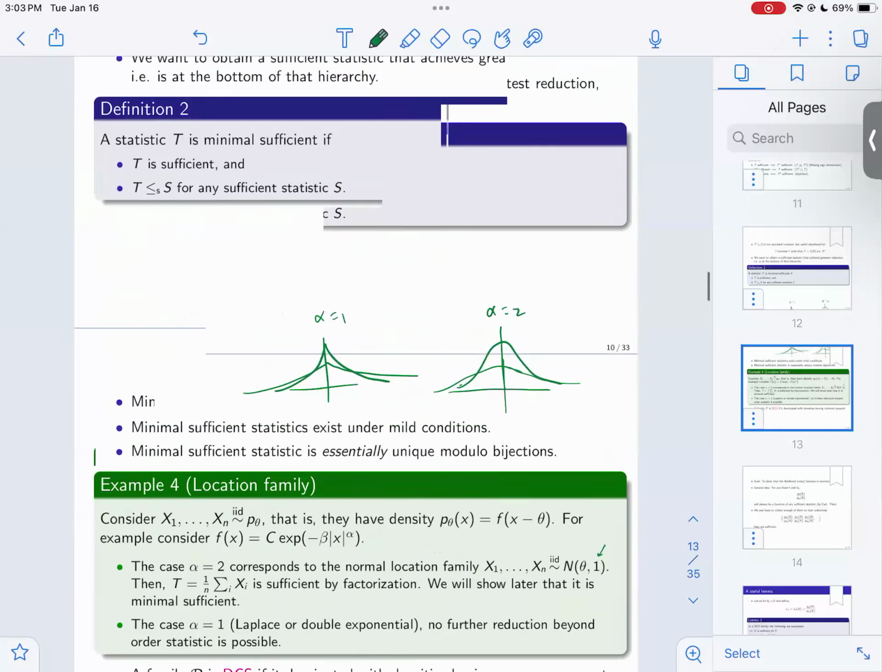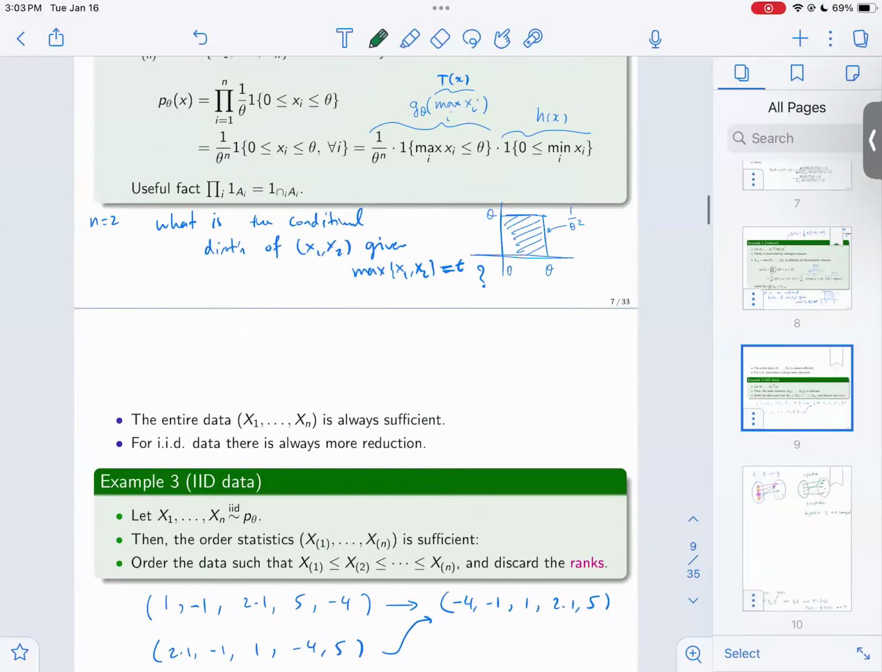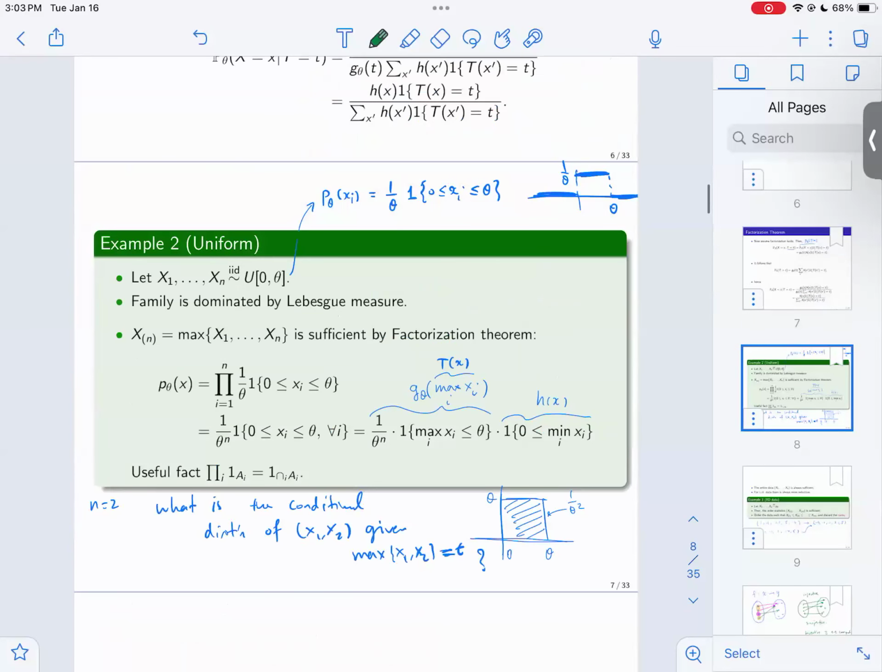So an example where it's not common support is this guy. You can see the density is here. The support of this, you can say, is 0 to theta, and it varies with theta. But for the normal location family, for each one of the members of the family, what is the support of the normal theta, one?